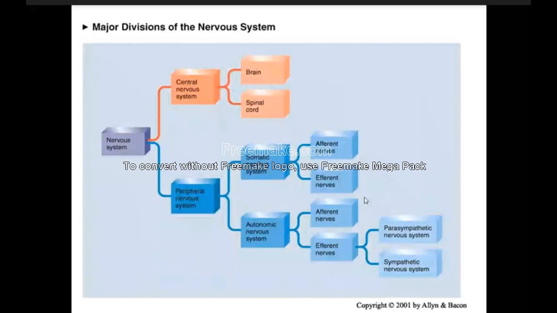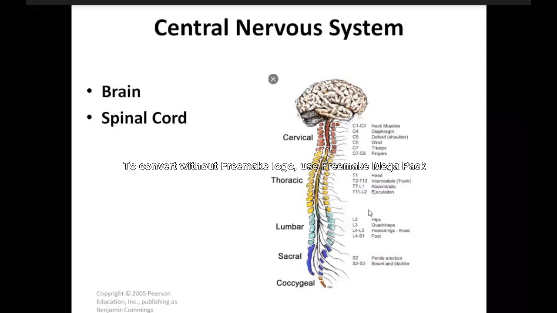The central nervous system mainly consists of brain and spinal cord. And the peripheral nervous system consists of 31 pairs of spinal nerves, 12 pairs of cranial nerves, and it also consists of the autonomic nervous system. As you know, it consists of mainly the sympathetic and the parasympathetic nervous system. Now, coming to the central nervous system, it mainly consists of brain and the spinal cord. This is the brain here, and this is the spinal cord.